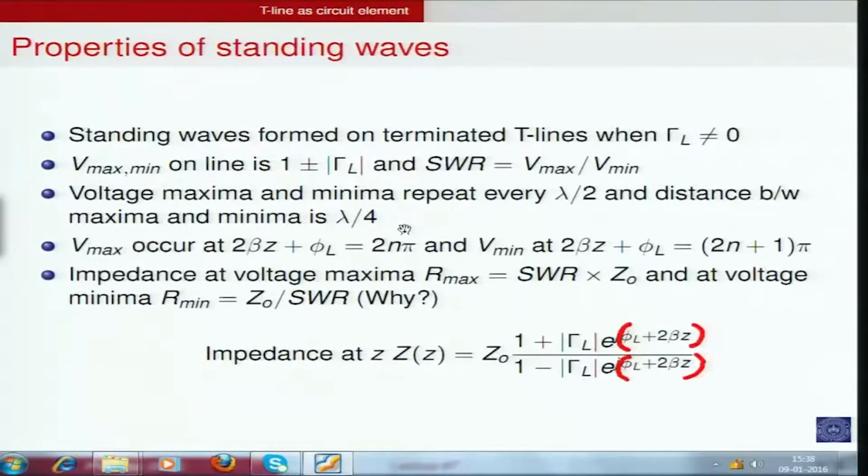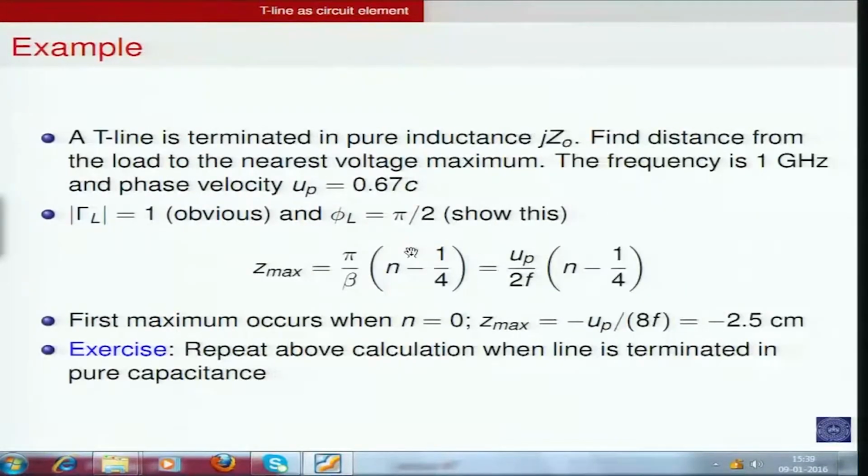Now you substitute this into the expression for maxima. So you want to find out where the maxima occurs. Phi L is pi by 2, so you transfer this pi by 2 onto the right hand side. So you have Z equal to 1 by 2 beta into (2n pi minus phi L). Substituting for all these results, you will see that the maxima is located at pi by beta into (n minus 1 by 4), where n is an integer to be chosen such that this Z max is always negative.